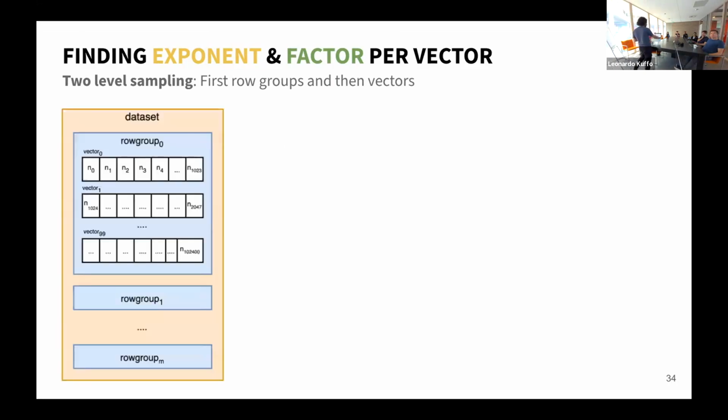And how do we do this? Here's a data set. So it's just a stream of those. And it is in the representation of a row group and vectors. So as you can see, what is a row group? A row group is just a bunch of vectors, in this case, 100 vectors.